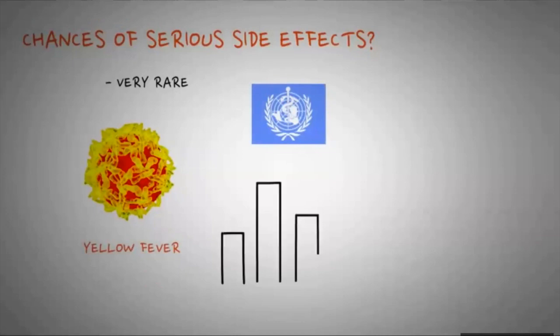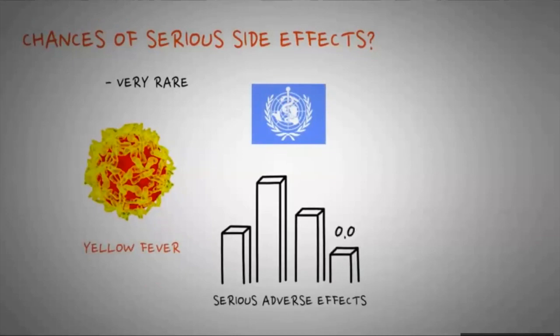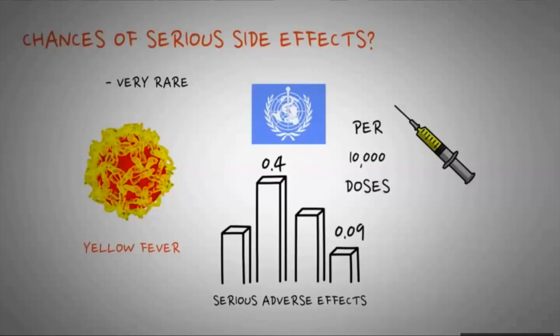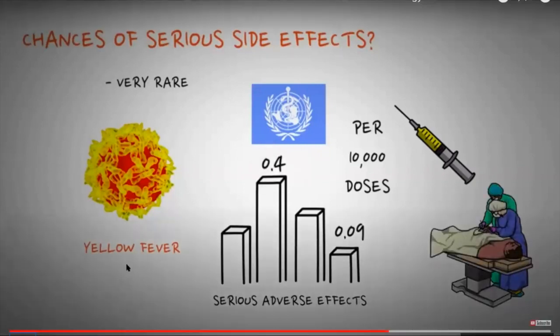According to WHO, serious side effects occur at a rate of 0.09 to 0.4 cases per 10,000 doses of yellow fever vaccine in populations who haven't been exposed to the virus. By contrast, the serious form of yellow fever is fatal around half the time. So what this basically says is that if you get yellow fever, chances are that it's very, very fatal, versus if you take the vaccine, your risk of having a serious effect is a lot less.